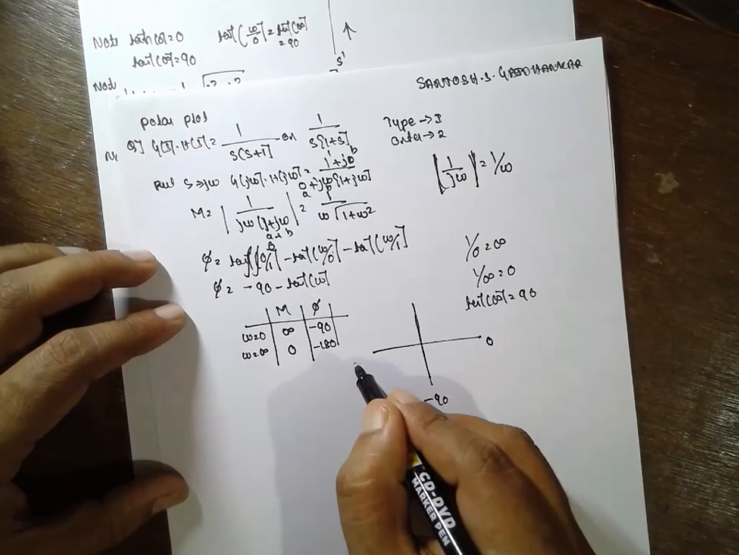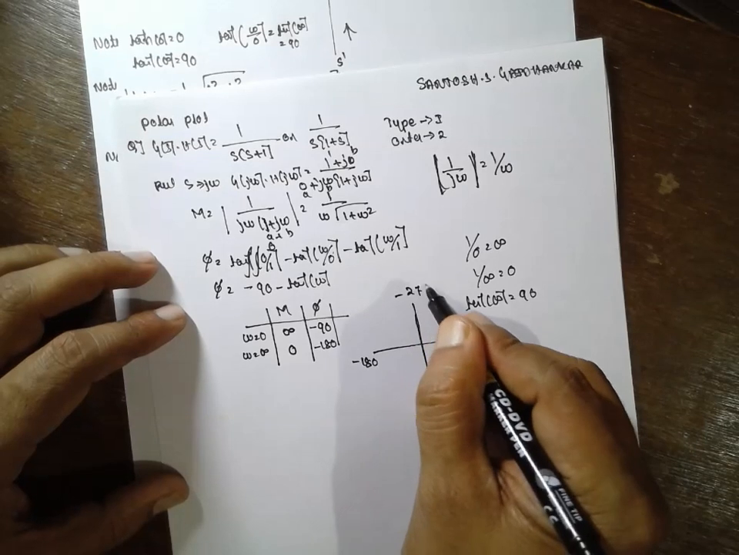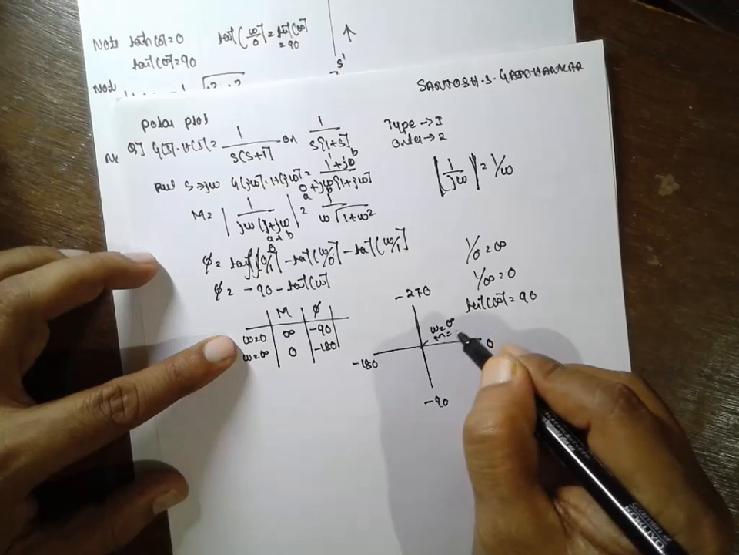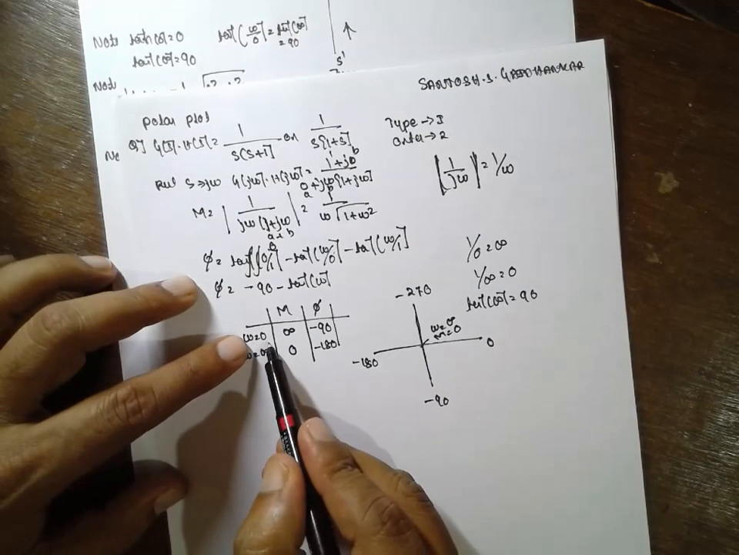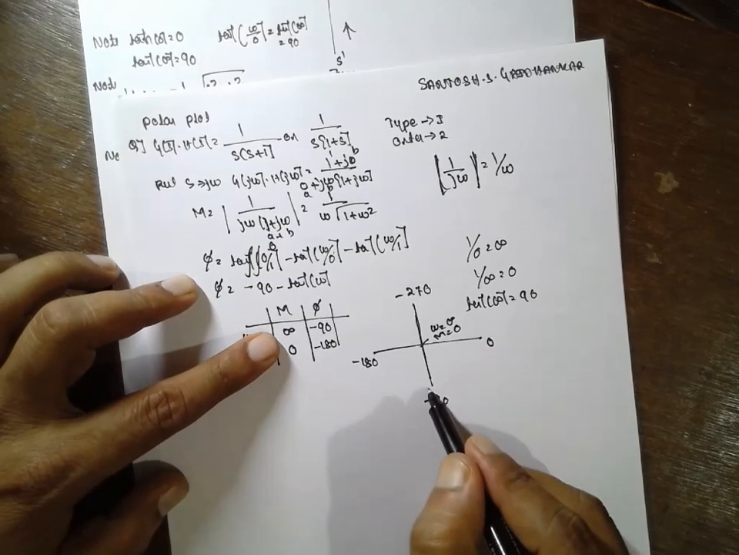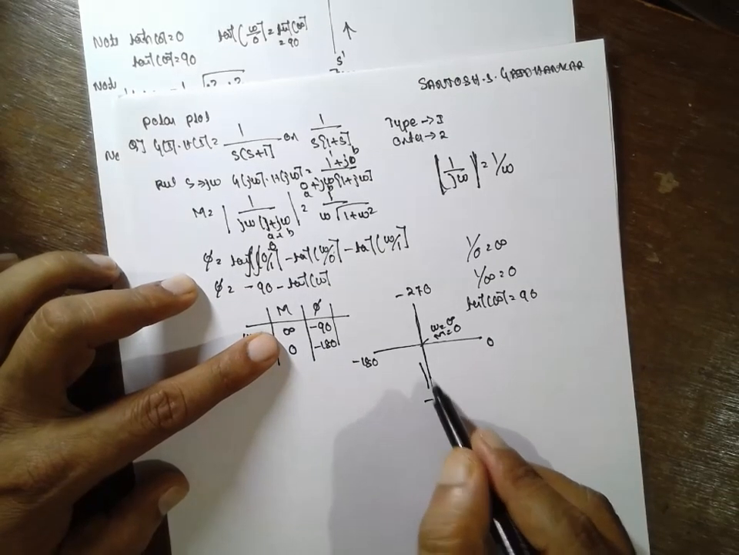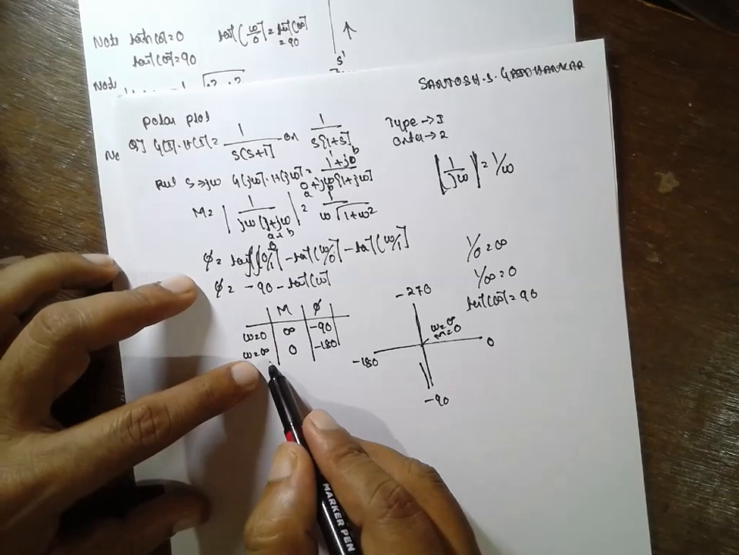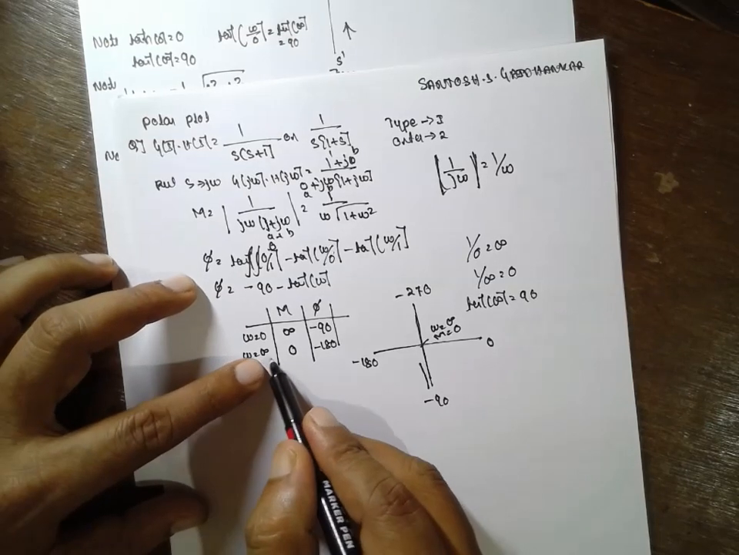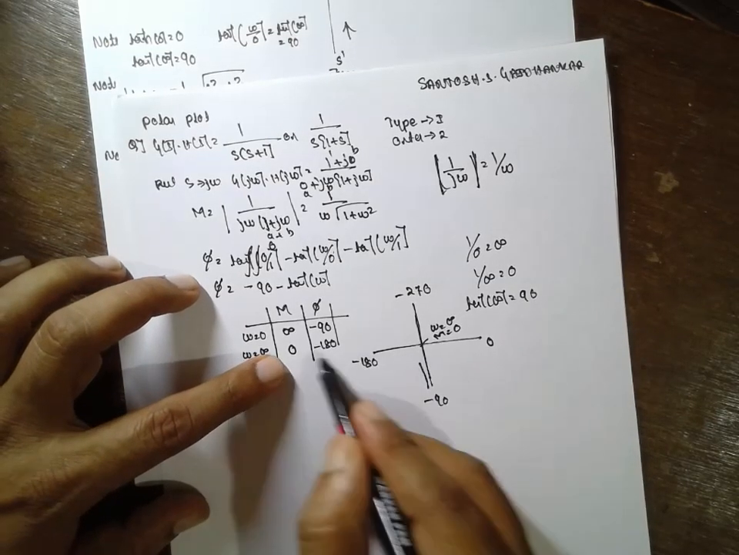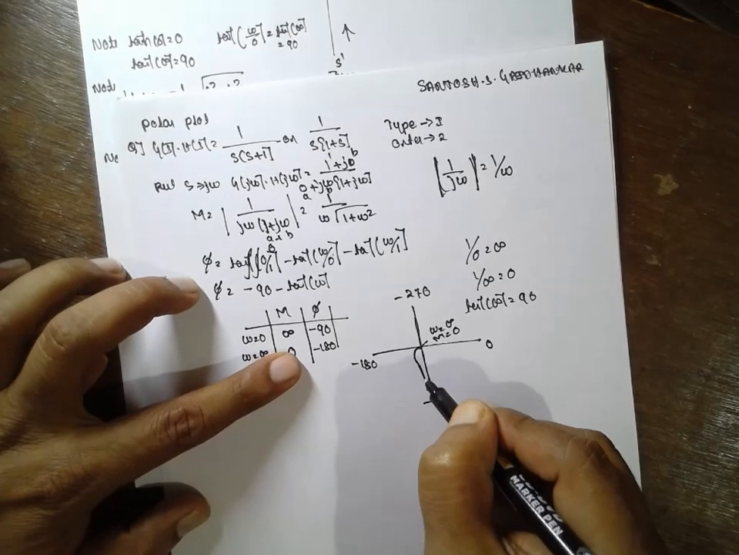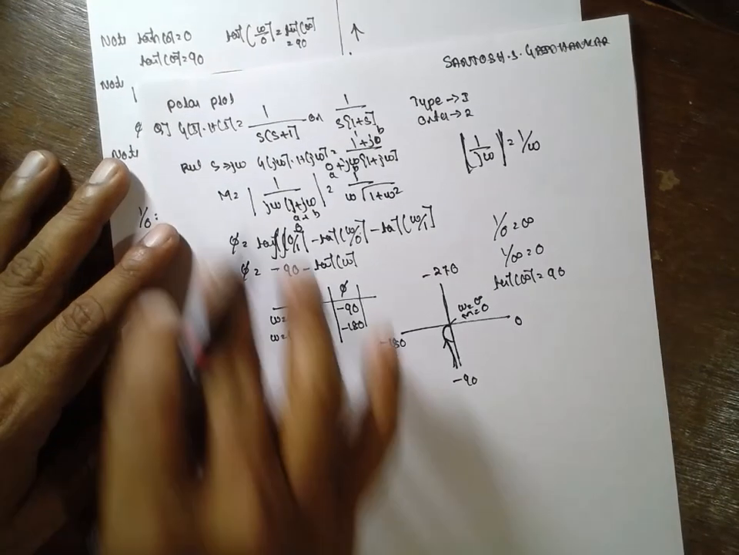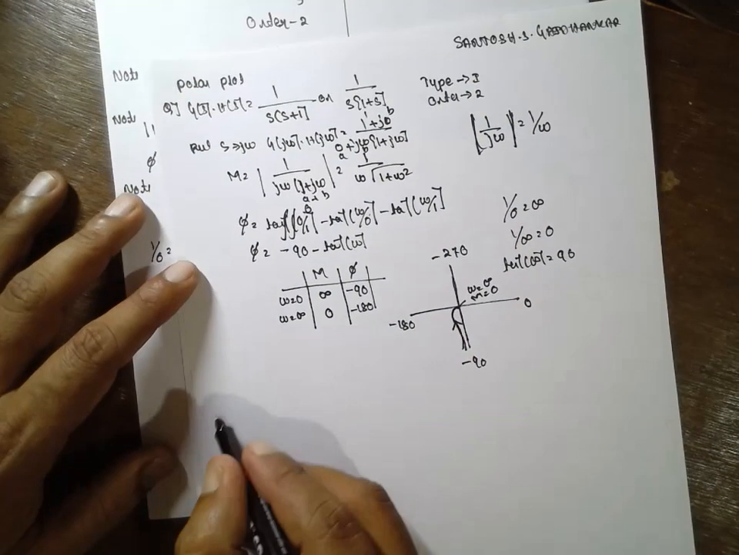Zero, minus 90, minus 180, minus 270. Here, omega is equal to infinity, m is equal to zero. When omega is equal to zero, magnitude will be infinity. We don't know magnitude is infinity. It doesn't touch us. But angle is minus 90 degree. When omega is equal to infinity, magnitude will be zero here, but angle 180. That meant here 180. Okay, this completes your first one, type 1, order 2.